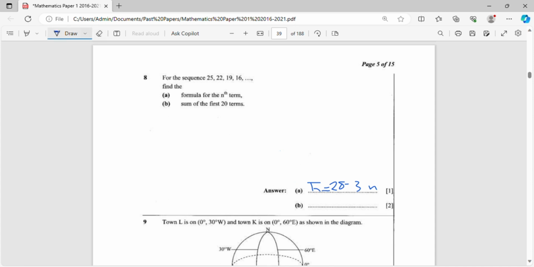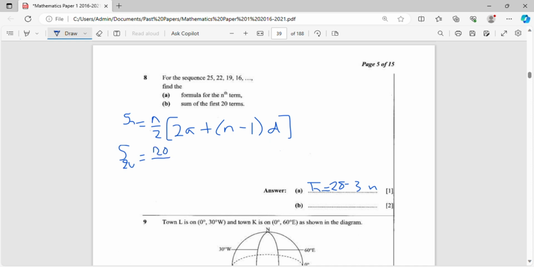So the sum of an arithmetic progression is given by n over 2 open brackets 2a plus open brackets n minus 1 d, where d is the common difference. So for the sum of the first 20 terms, n, which is our number of terms, is 20.